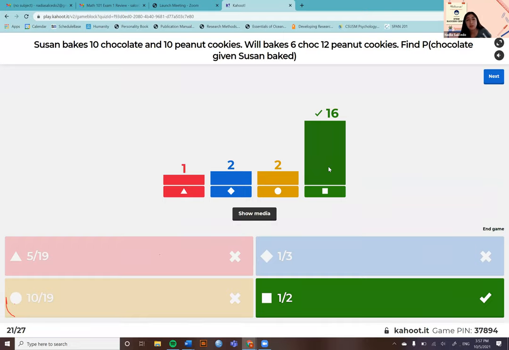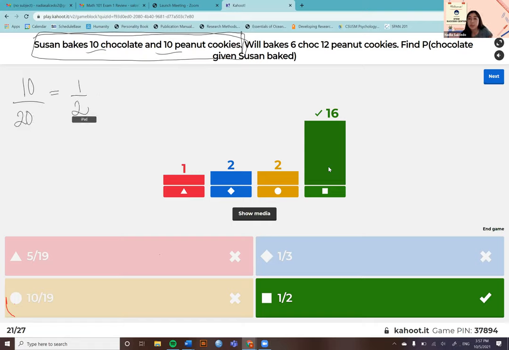So anytime you see the word given, we're gonna just look at this part. So given that Susan baked it, we're just looking at Susan's cookies. And the number that were chocolate is 10. And the total cookies that Susan baked was 10 plus 10. So that's gonna give you 10 out of 20, which reduces down to 1/2.